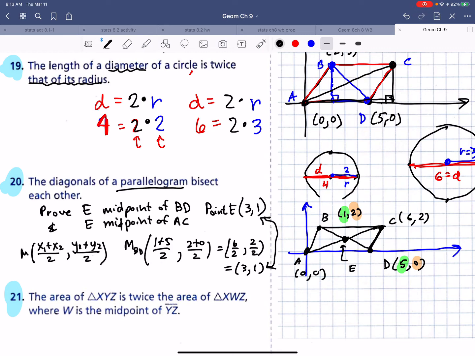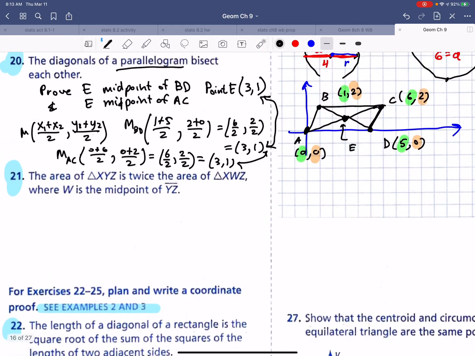Now we have to find, is that the midpoint of AC? So is that the midpoint of AC? So we're going to add the 2 x's, 0 and 6, and divide by 2. And add the 2 y's, 0 and 2, and divide by 2. And what do you know? We get that same coordinate. So we've proven it.